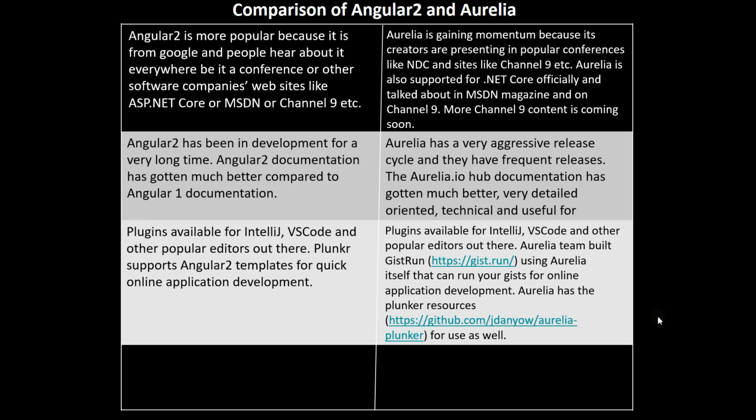Check out https://just.run. Just Run is built using Aurelia itself that can run your gists for online application development. A gist is a small snippet of code that you can create and check in online. Aurelia has the Plunker resources as well, created by the core team member Jeremy Danyow.